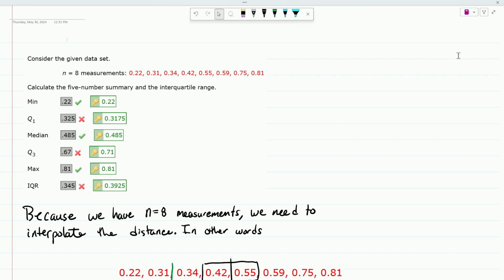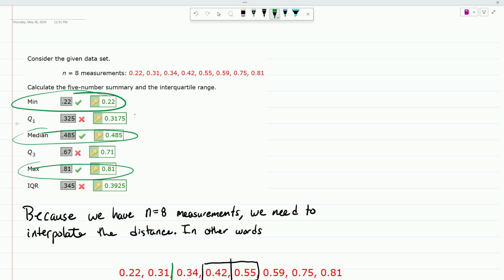Now, this is one of the students who gave me this problem. As we can see here, we nailed the minimum, which is great. We got the minimum correct, the median correct, and the max correct. But here and here, Q1, Q3, and the IQR, that's where we're going wrong. So let me go through what's happening here.